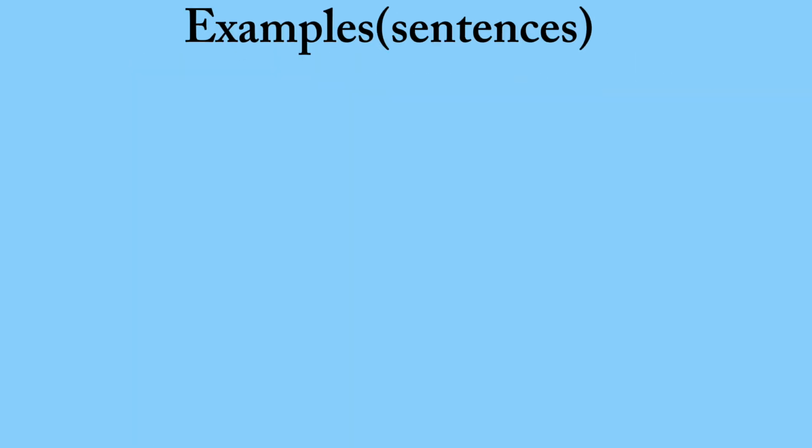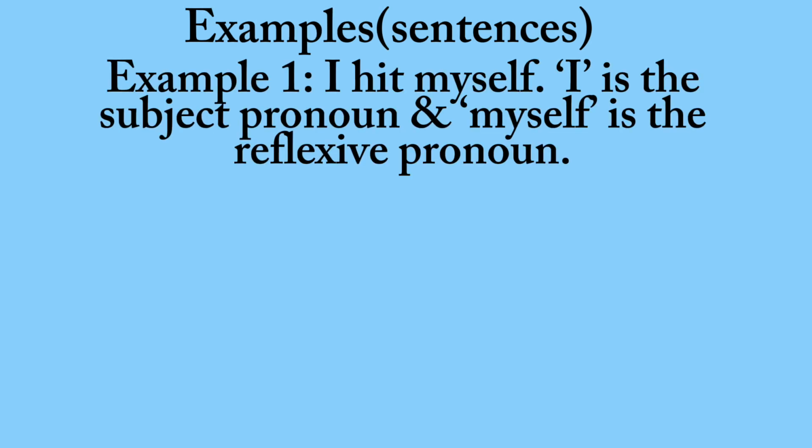Next, we have our examples in sentence form. So example 1 says, I hit myself. Notice how I is the subject pronoun and myself is the reflexive pronoun. Myself is receiving the action. I'm the one being hit, but I'm also the one doing the hitting.